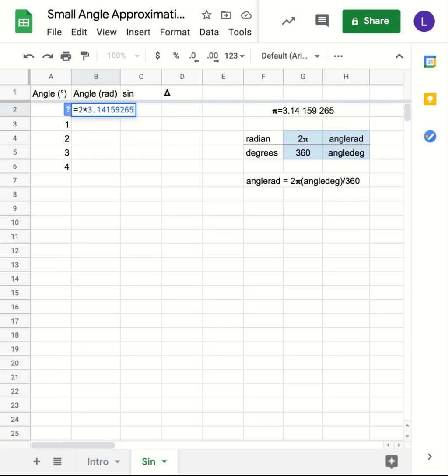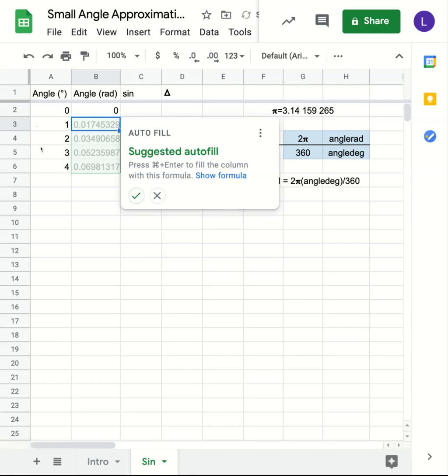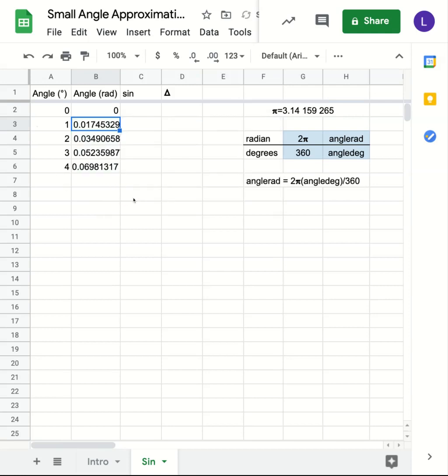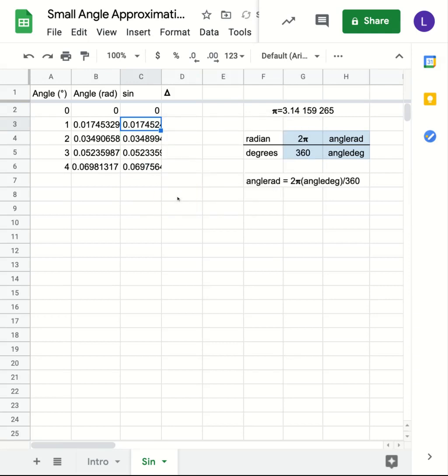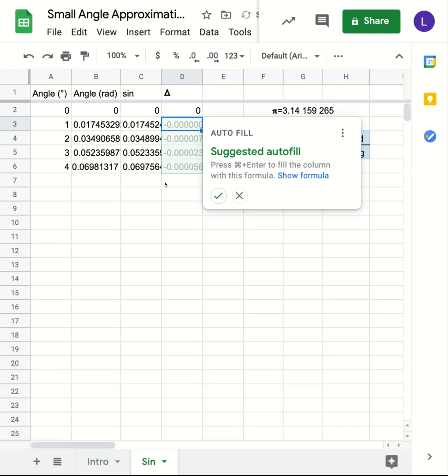3.14159265, times the angle in degrees, which is located in this column, divided by 360. And yes, we want to fill that down. We want to take the sine of that angle. Now, how we could tell whether or not these were the same is by the difference. If they're the same, the difference is 0. So we'll make this column equal to the sine of the angle minus the angle, and we'll fill that down.